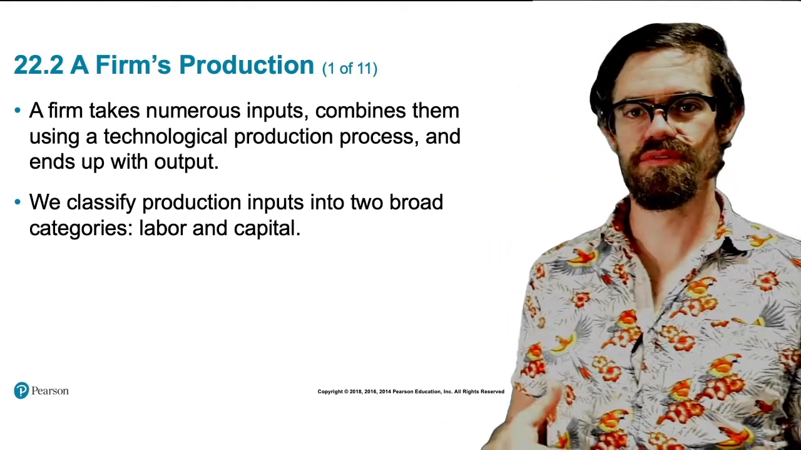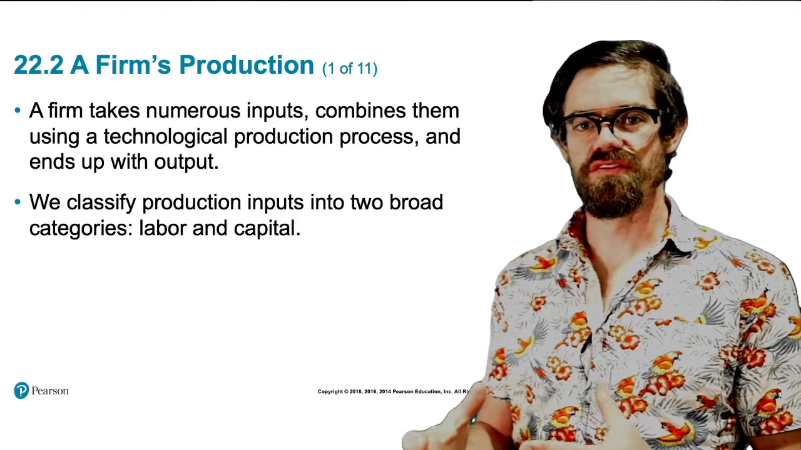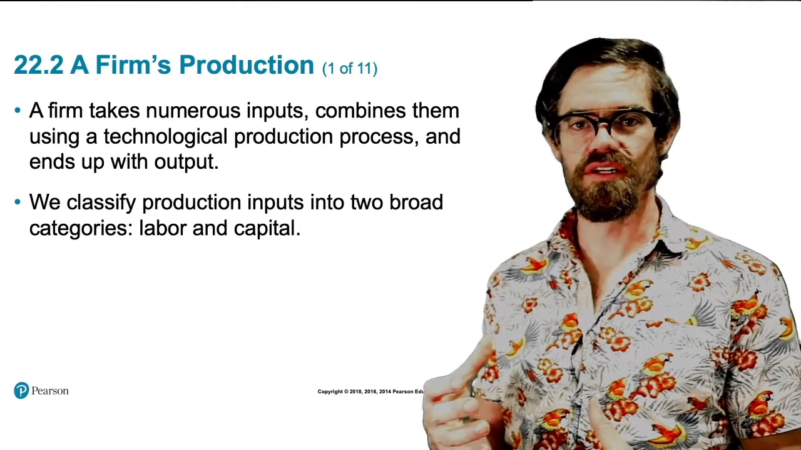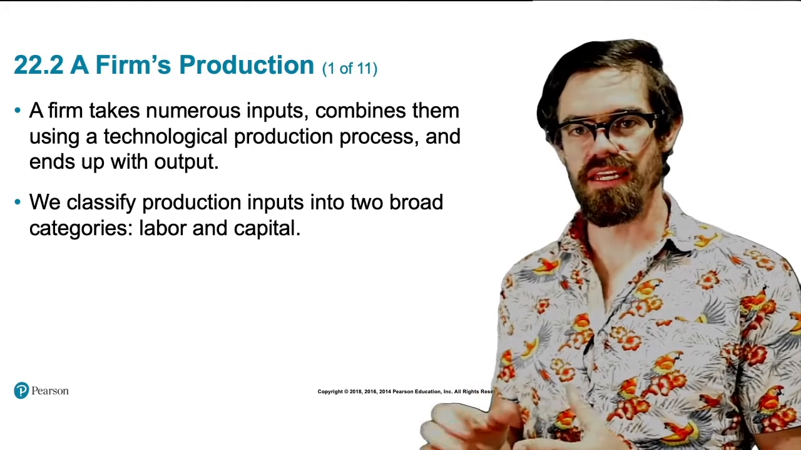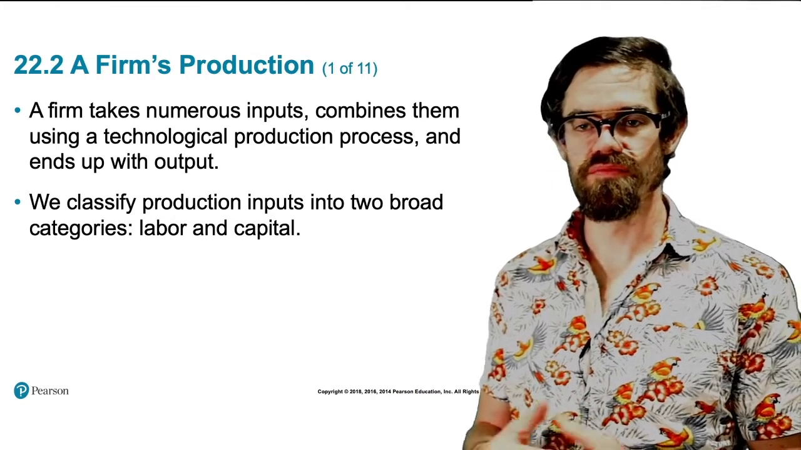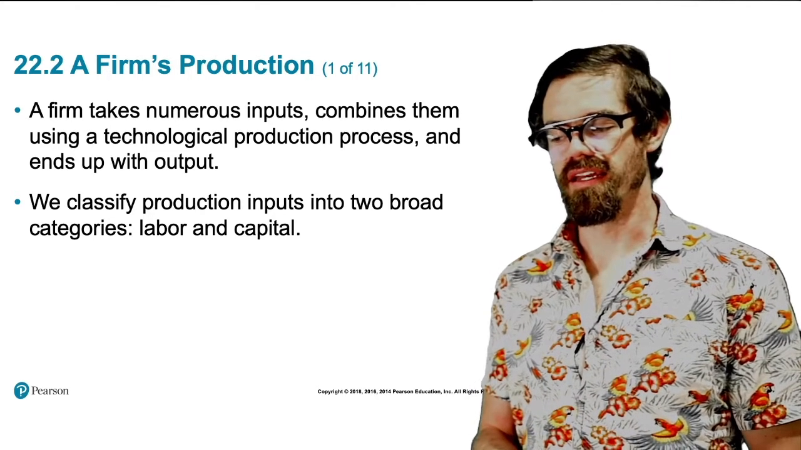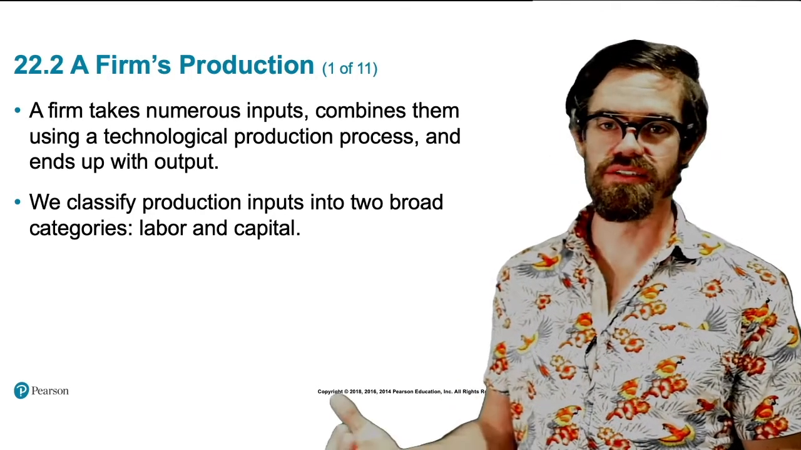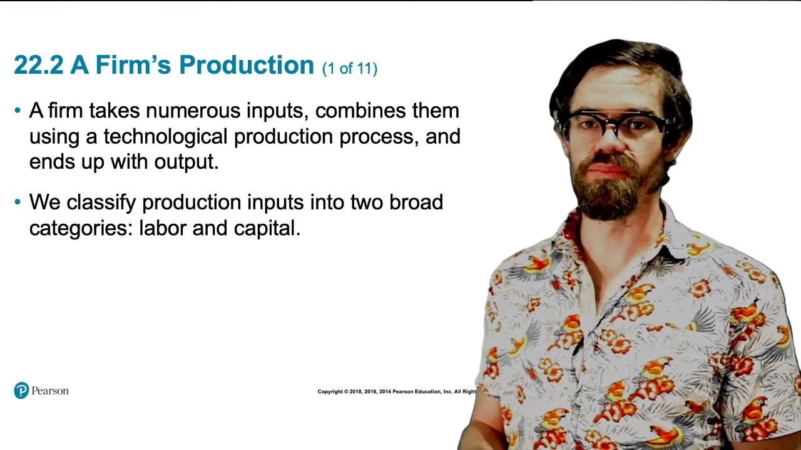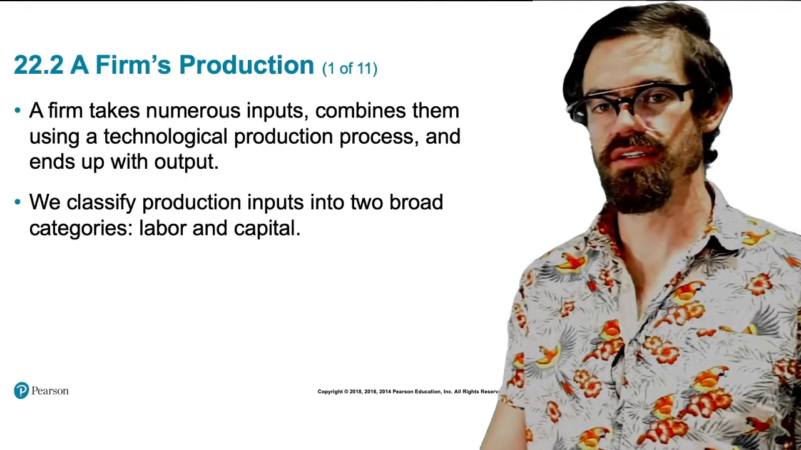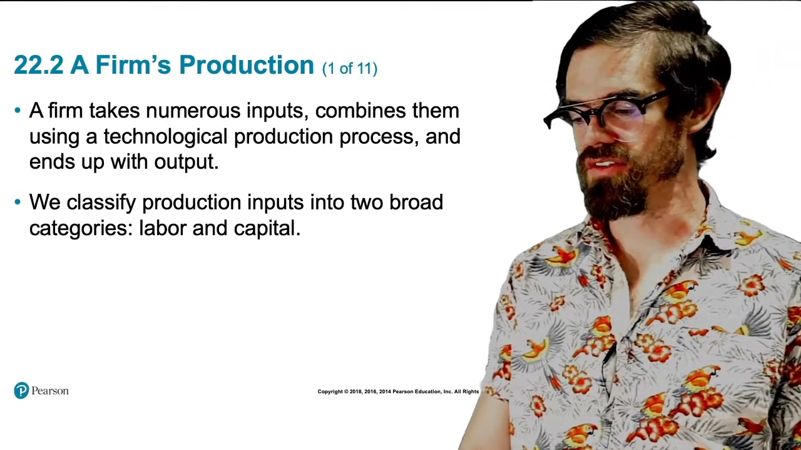And so, to make things really simple for us, we're going to think about there only being two types of inputs, labor and capital. Of course, labor is the human input in terms of time worked, and capital is basically almost everything else. So, raw materials, machinery, buildings, all those sorts of things, okay? And simplifying it in this way is going to make it easier for us to understand.